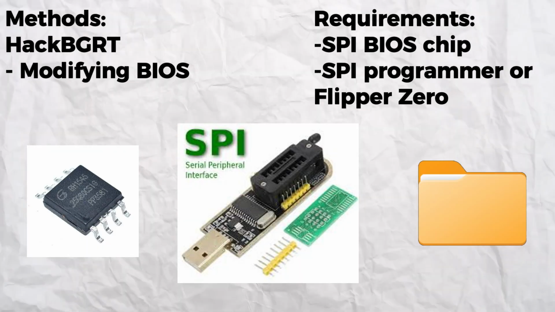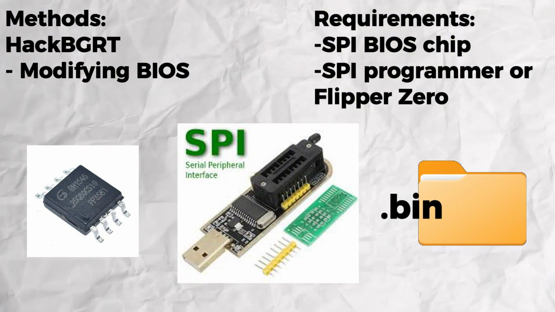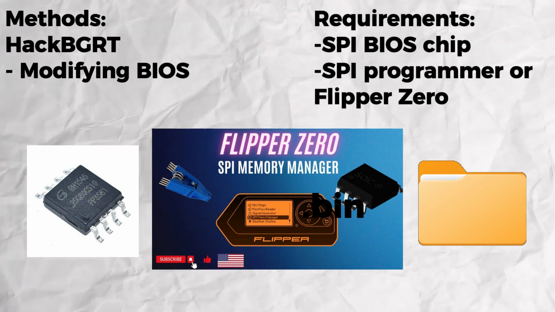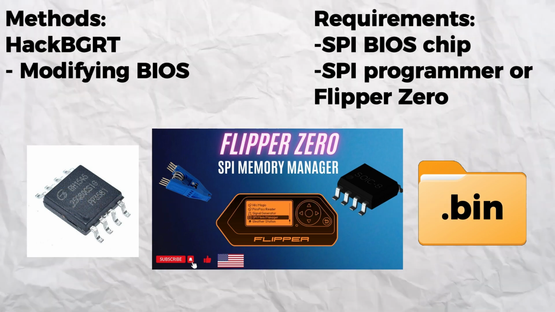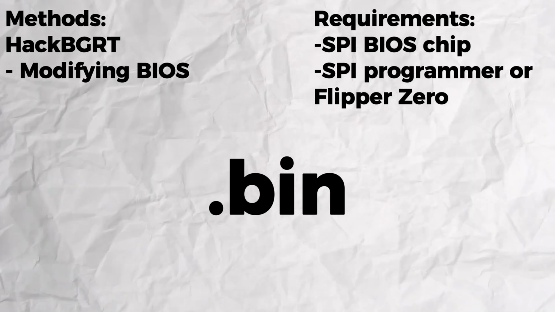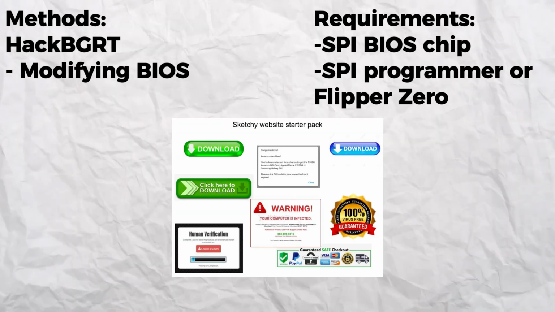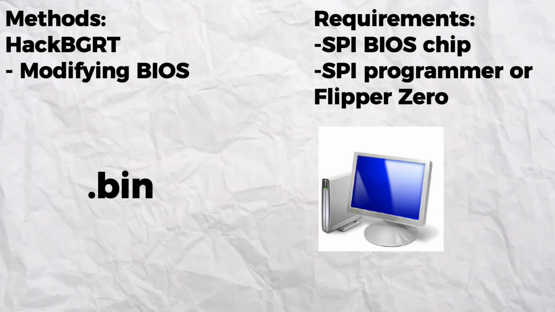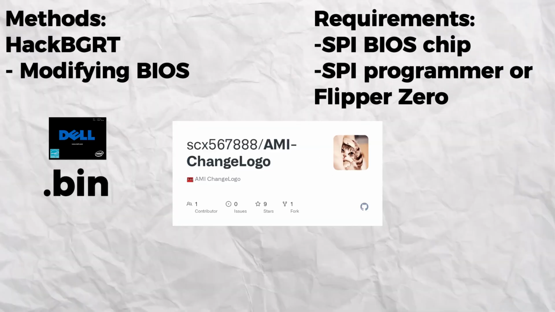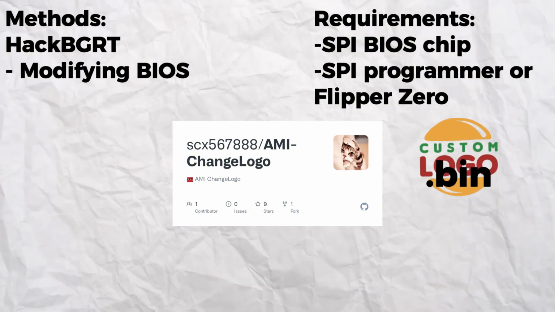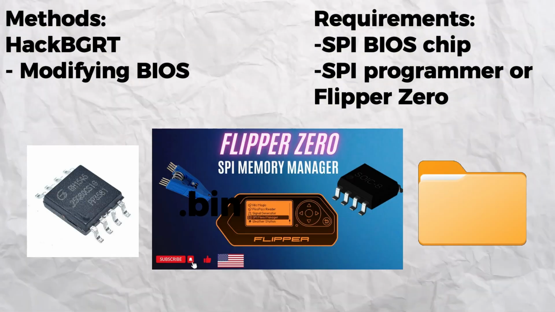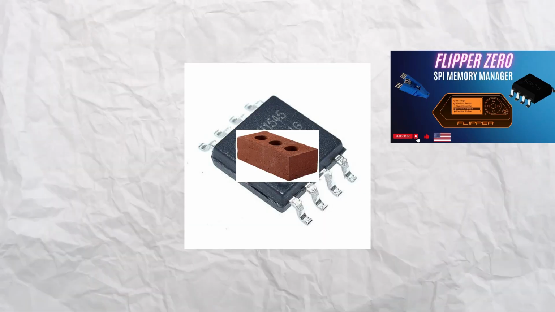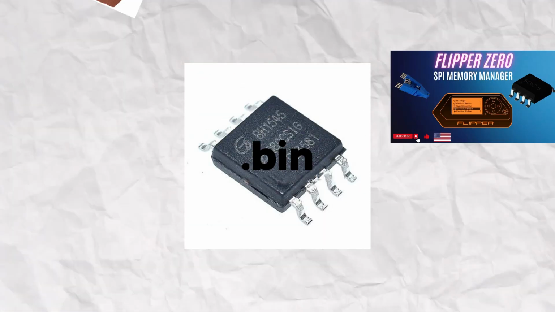This involves extracting a bin file from that SPI chip using an SPI programmer. Or an alternative, if you have a Flipper Zero lying around with an application installed, you would also be able to do this. Once you extracted the contents of the SPI chip or downloaded the BIOS file from anywhere else, for example the website of your motherboard's manufacturer, you need to put the file on a computer, use AMI change logo to modify the logo stored in that file, and use the tool again to flash the new file back into your motherboard's UEFI or BIOS. Some people actually do this without changing the logo to recover from a corrupted BIOS.